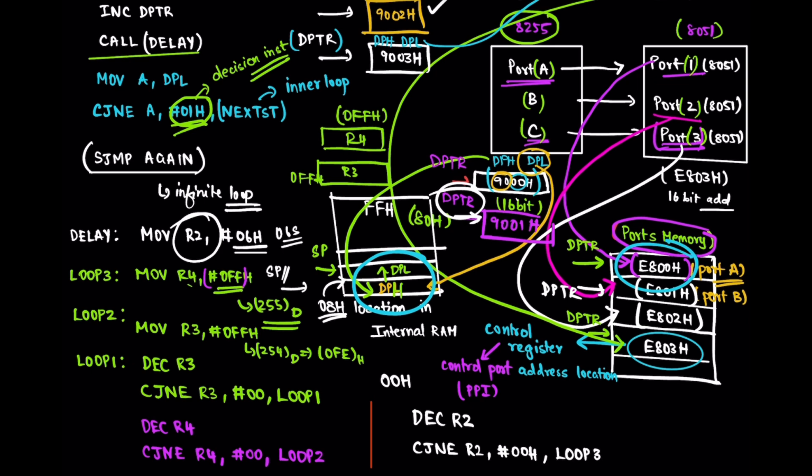Since I had initialized R2 with 06 here, which is 6 seconds, now I have to decrement R2 slowly, and we are going to compare R2 with 0, and if they are not equal, I am going to jump to loop 3 here. So I am going to jump to loop 3, and this is really important. After R2 becomes 0, I am just going to end the program by saying return. So this is the program for traffic light controller.